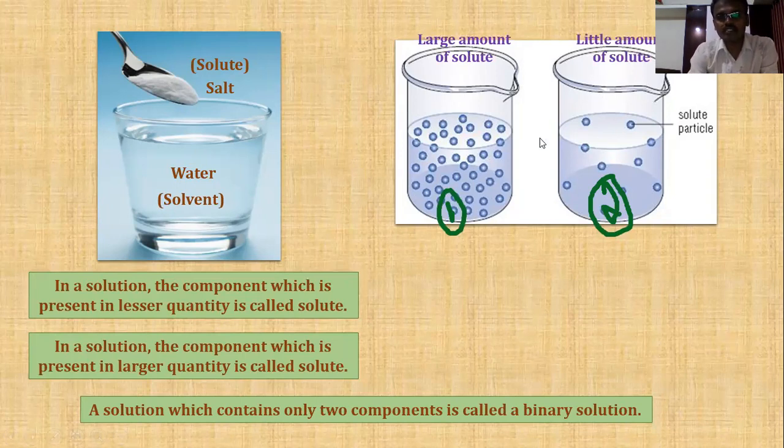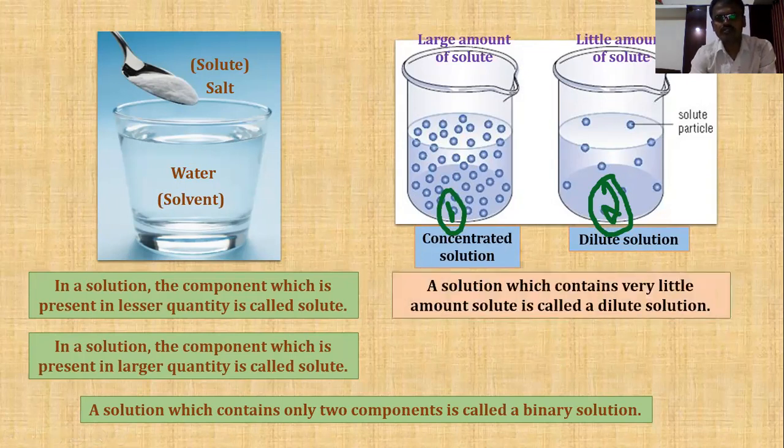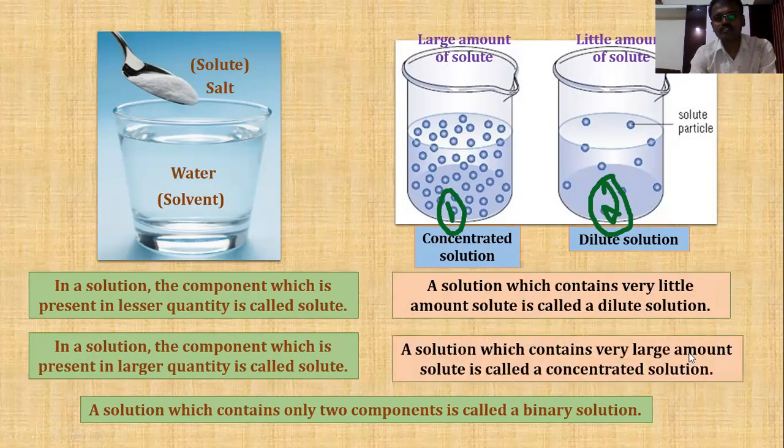Now, how do we make a distinction between these two? When we compare these two, we can say this one contains a large amount of solute and this one contains a little amount of solute. To describe that, we have special terms. This is called a concentrated solution, this is called a dilute solution. The one which contains a large amount of solute is called a concentrated solution. The one which contains a little amount of solute is called a dilute solution. Let me repeat that. A solution which contains very little solute is a dilute solution. A solution which contains very large amounts of solute is a concentrated solution.